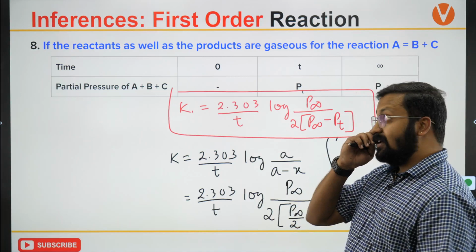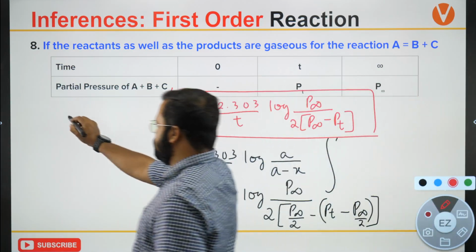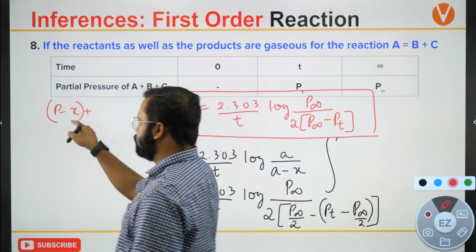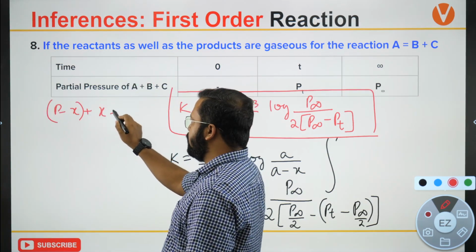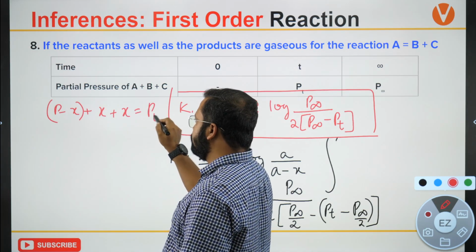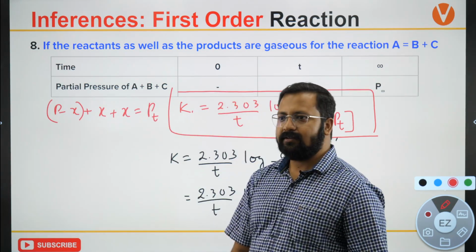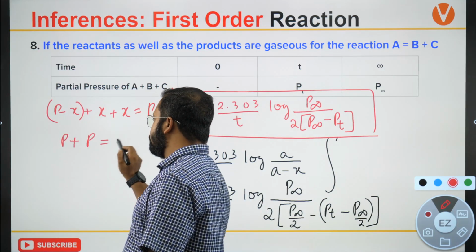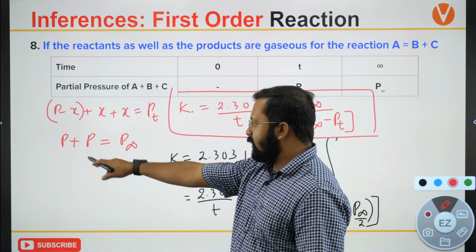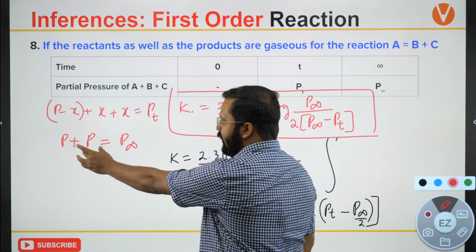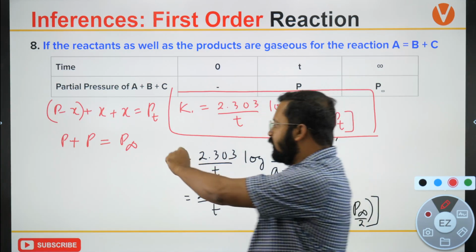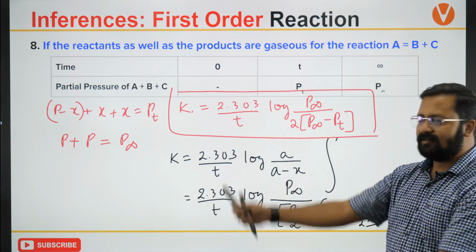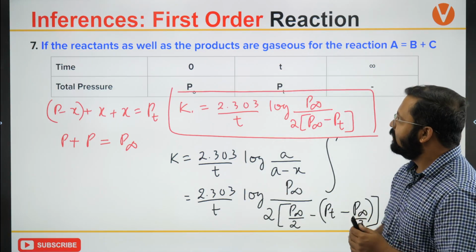अरे शिव, go in the backward direction. P minus X plus X. P minus X was pressure of A plus pressure of B plus pressure of C was given as PT. ये दिया गया था ना? And P plus P becomes P infinity. So I eliminate the value of P from here and place it in this equation. I get the value of X. यही तो है. ठीक है?